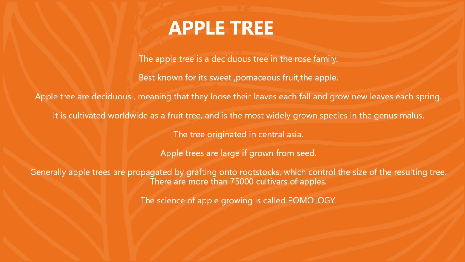Apple trees are largely grown from seed. Generally, apple trees are propagated by grafting onto rootstocks, which control the size of the resulting tree. There are more than 75,000 cultivars of apple. The science of apple growing is called pomology.